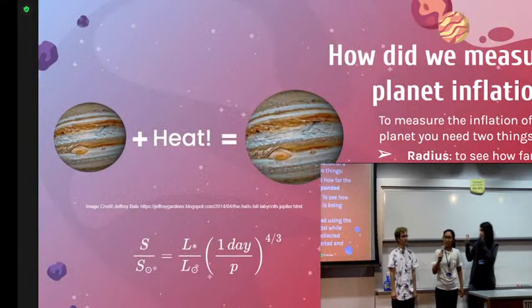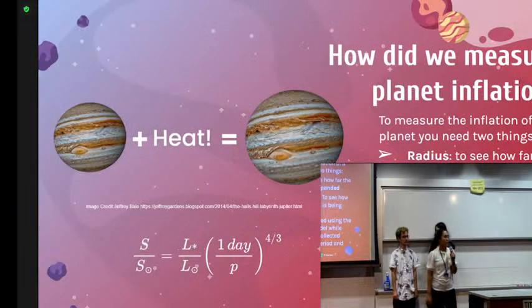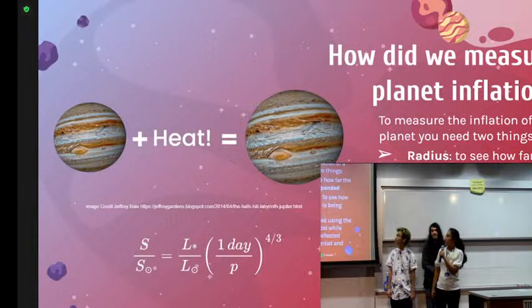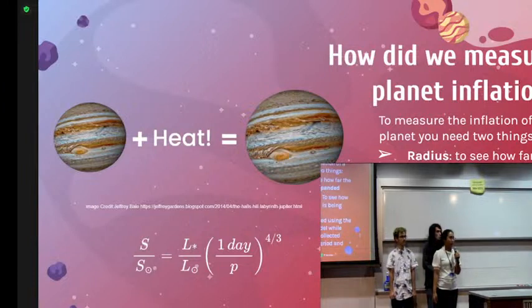So how did we measure this planetary inflation? First off, to measure inflation, you need two things. First, the radius, to see how far the planet has expanded, because you calculate the volume from the radius. And then the temperature, to see how much the gas is being heated. So the radius was collected using our aforementioned transit model, while temperature was collected using orbital period and stellar luminosity.